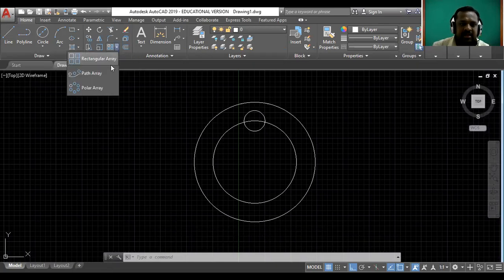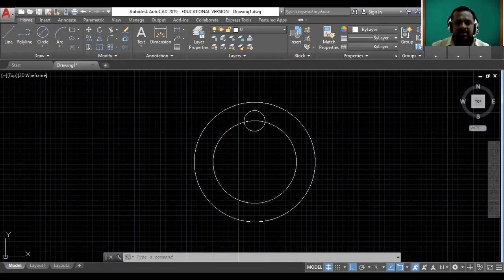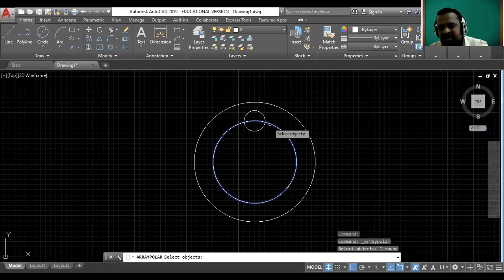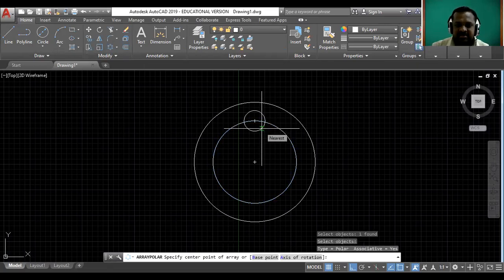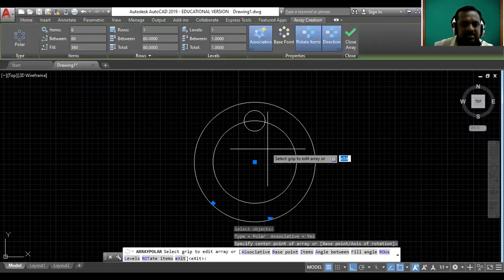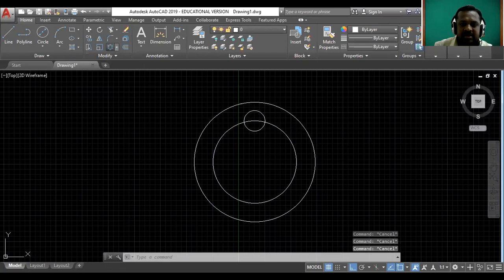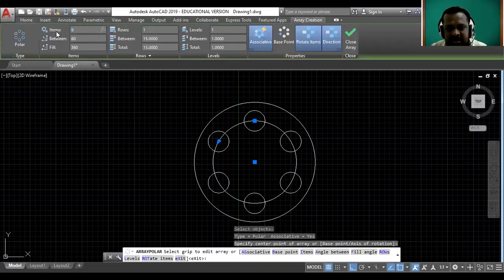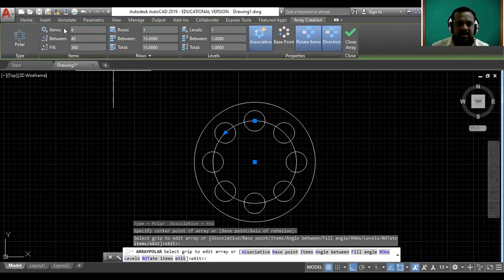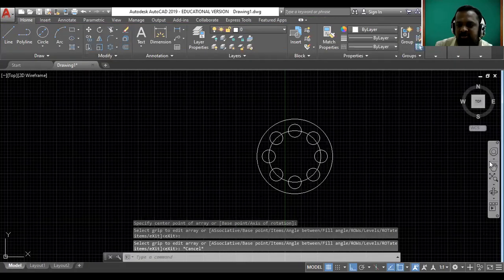Then we have to click on this array. See, array. Here we have to select the polar array. Then select this circle. Enter. Okay, then select the center point. Sorry, 1 second, I will repeat. Polar array, select this center, enter. Okay, and how many items are required here? 8, na? Yes. 8. At the topmost side, items are given. Here, you have to type whatever number of items you require. Okay, enter, escape.